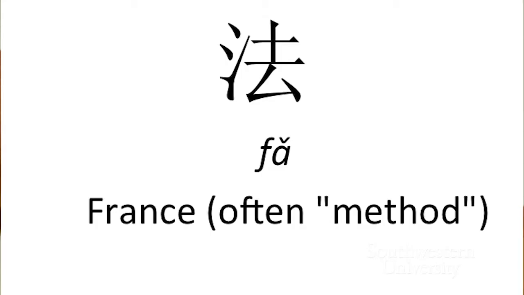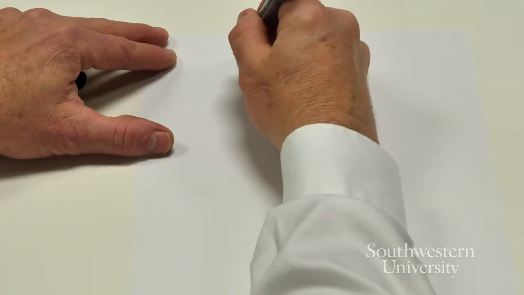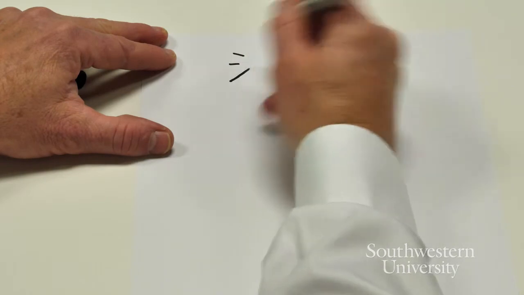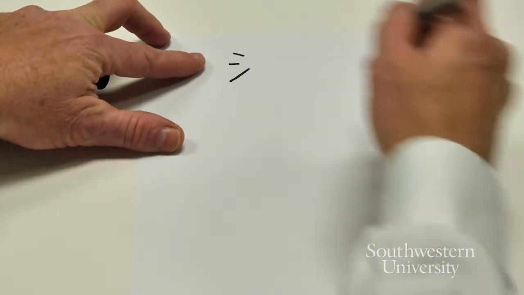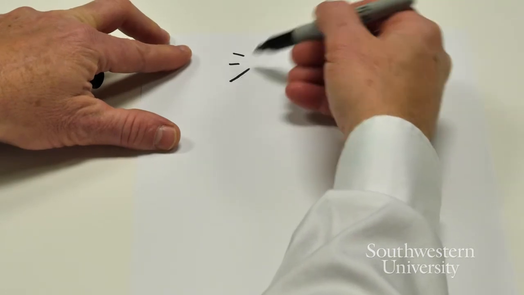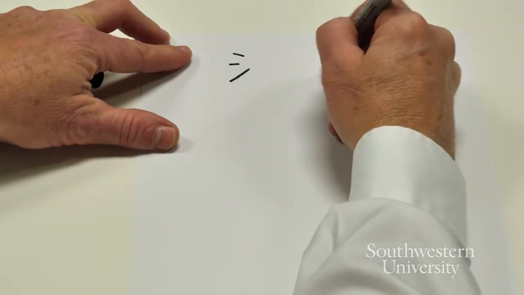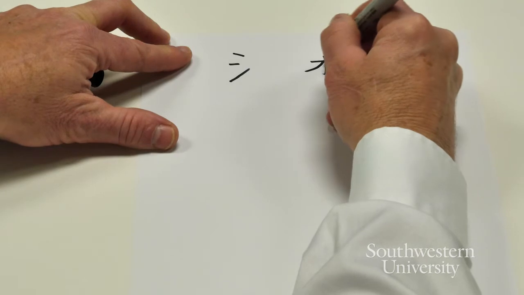The next character, Fa, which is phonetic for France, is composed of two parts. This is called Tian Shui, or 3 dots water. So you can count them, 1, 2, 3 dots. Shui is written like this.